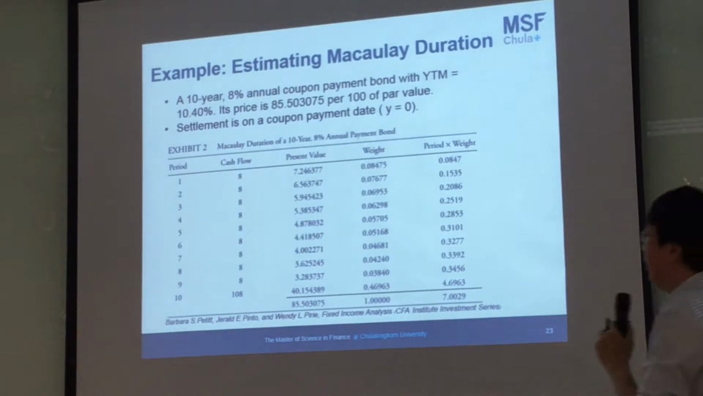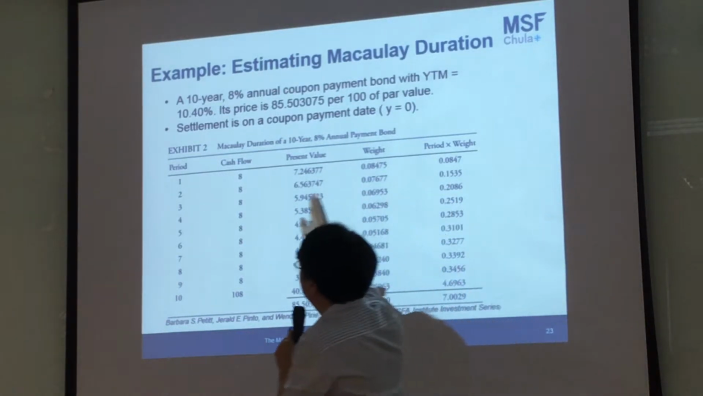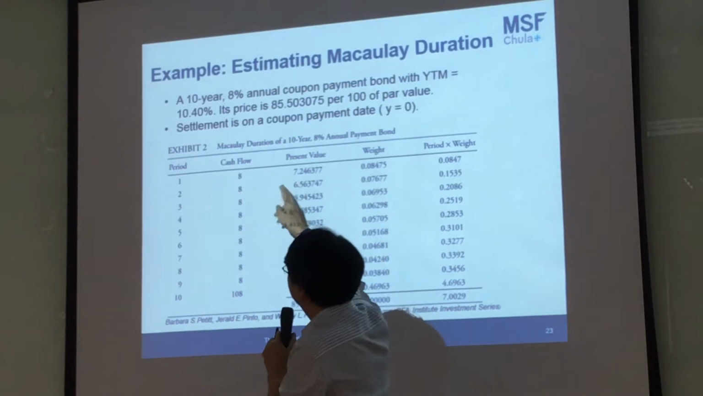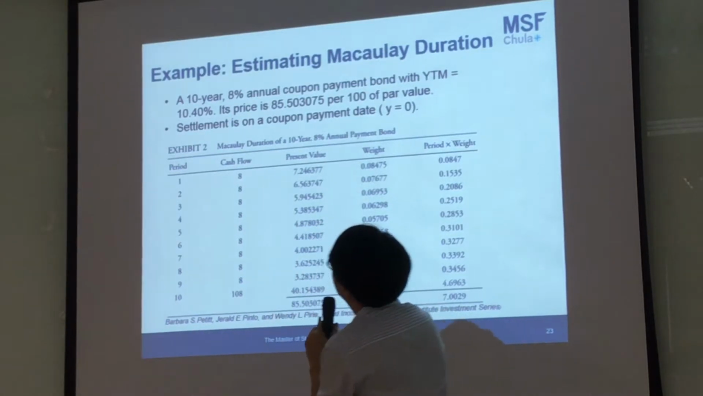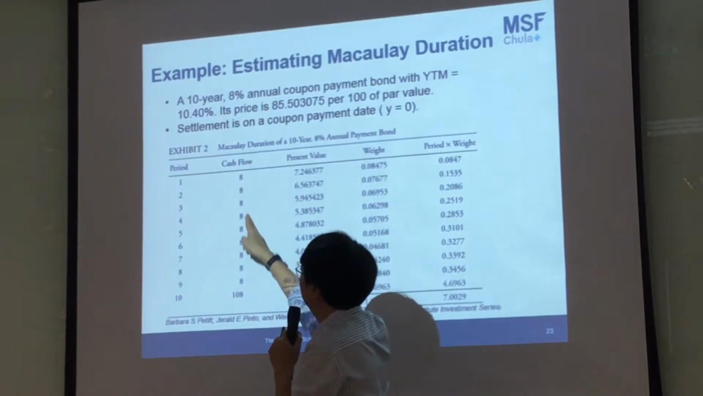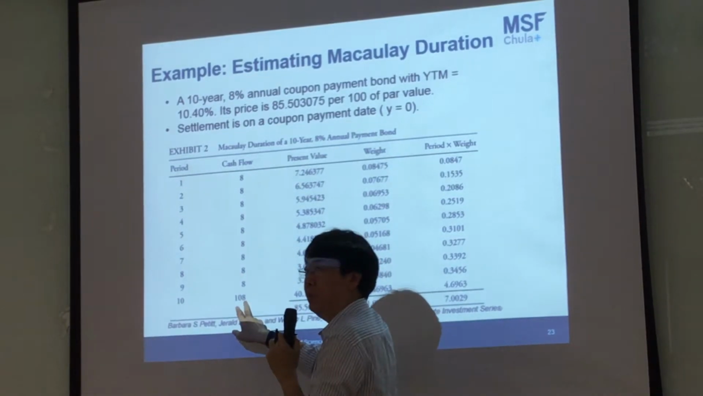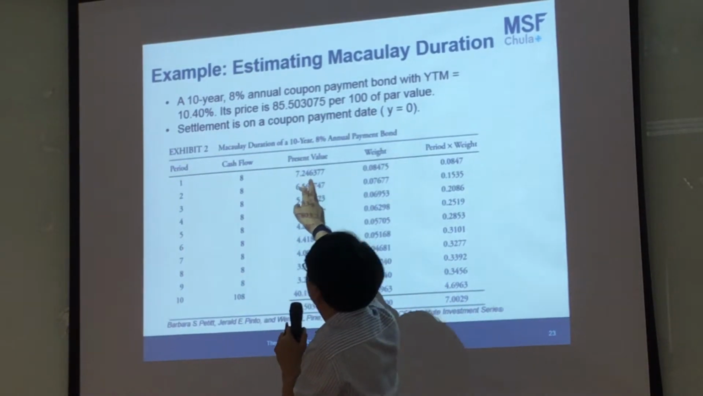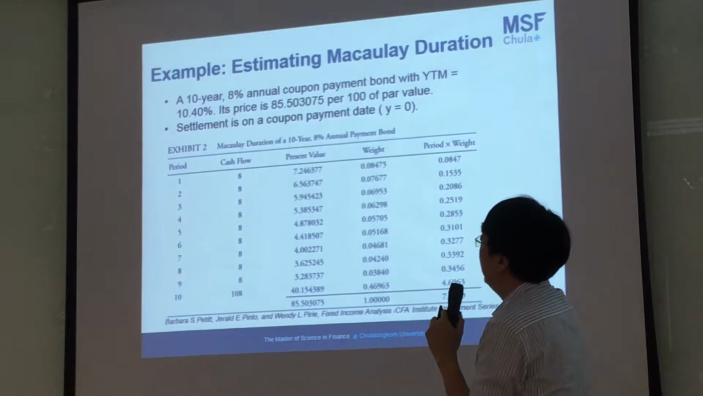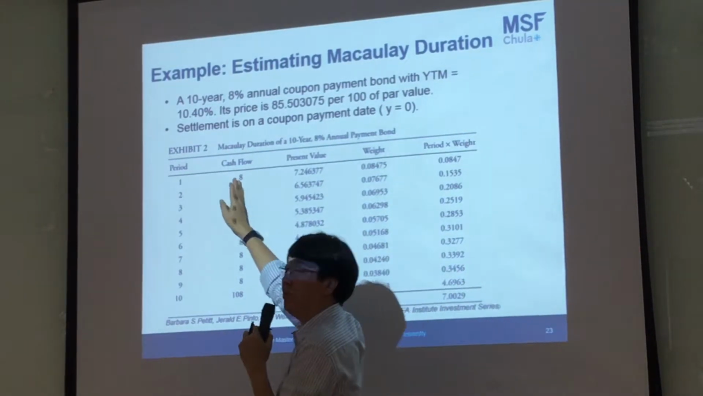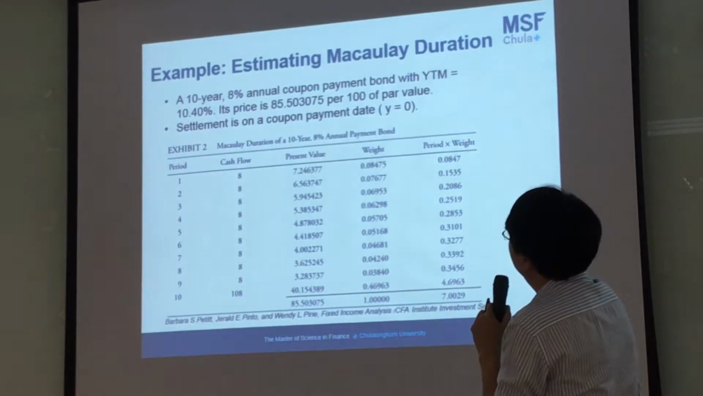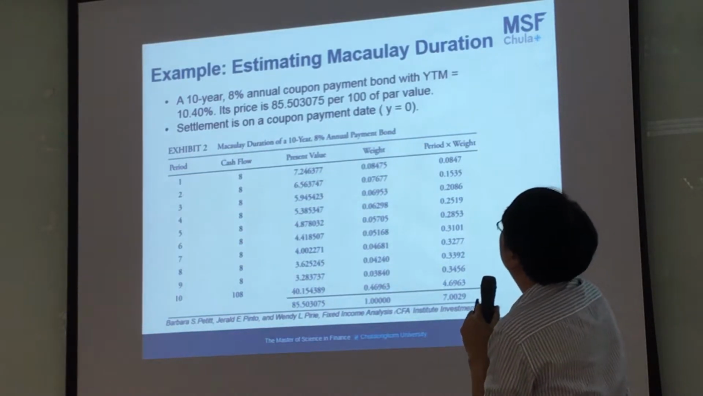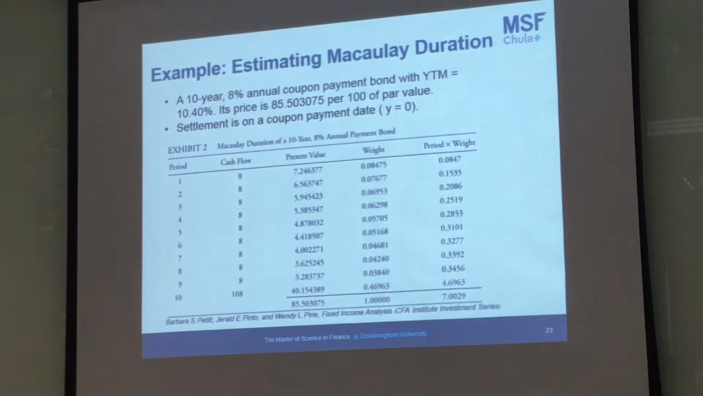Anyway, in order to understand the idea of Macaulay duration, we can show you like this. This is the coupon you receive for each year. The coupon is 8%, the par is 100, so this is the coupon plus the face value. This is the present value: the cash flow divided by 1 plus the discount rate, or the market required yield, which is 10.4%.